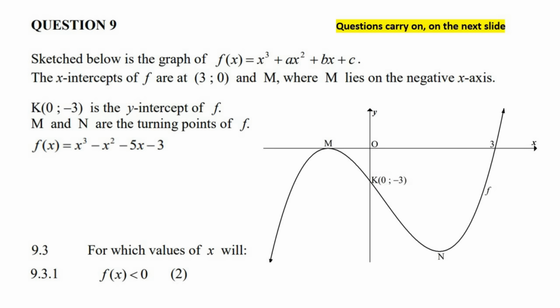This next question says, for which values of x will f of x, which is this graph, be smaller than 0? Now, we need to understand what that means, because I know a lot of you still struggle with that. They're saying, where is the graph smaller than 0? Now, what do they mean? Do they mean where are the x values smaller than 0? Because that would be all of this. No, they mean where are the y values smaller than 0?